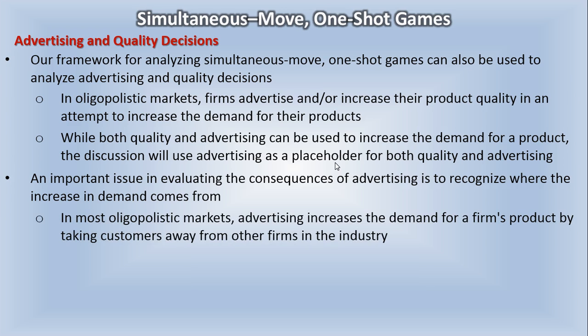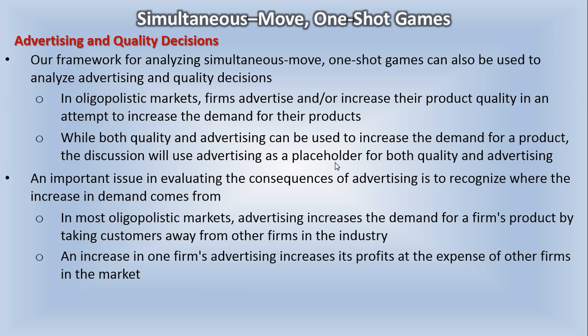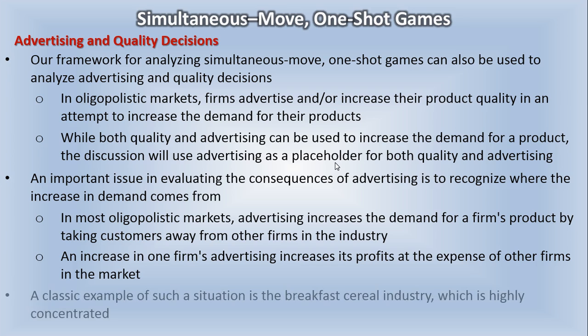In most oligopolistic markets, advertising increases the demand for a firm's product by taking customers away from rivals. An increase in one firm's advertising increases its profits at the expense of other firms in the market. That's generally how it works. A classic example of such a situation is the breakfast cereal industry, which is highly concentrated. We have a small number of really large firms that have a lot of market share in the cereal industry. Even though there's 1,000 different cereals in the cereal aisle, they're all basically being produced by a few firms, maybe 3 or 4.